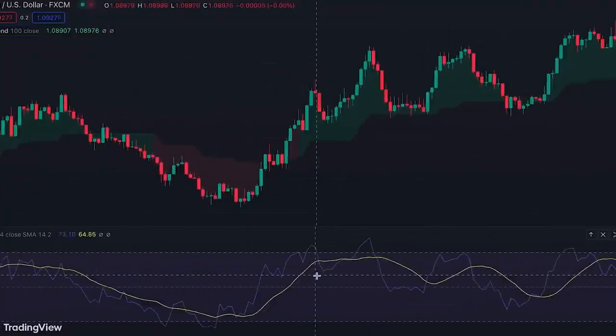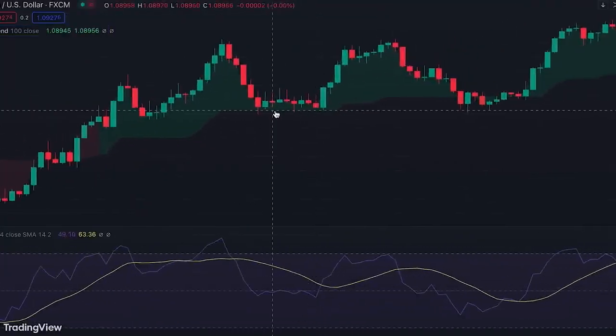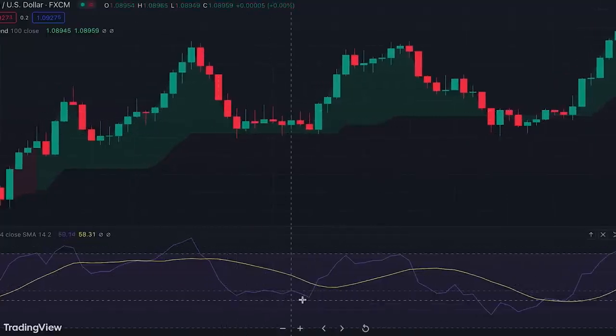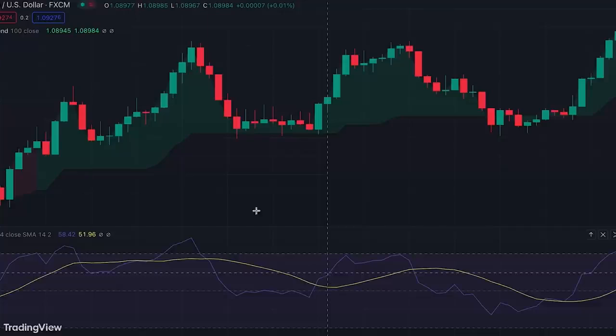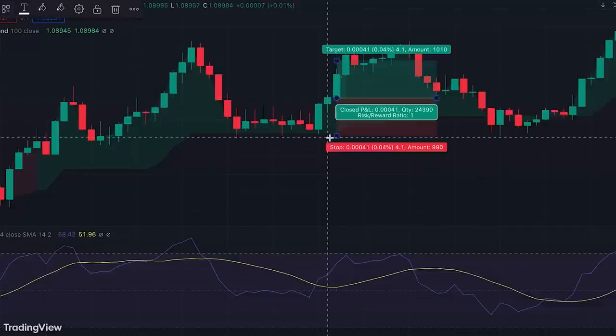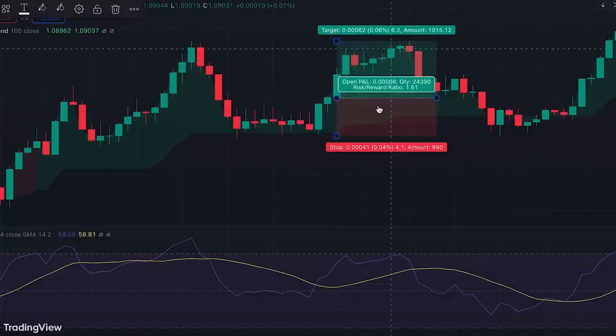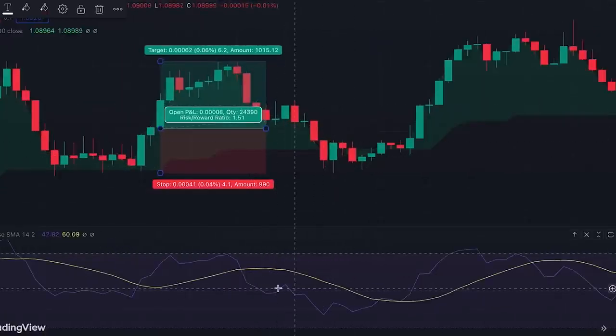Alright, so as I said, while the channel is green, which means we are in an uptrend, and RSI goes below 50 and again goes above 50 and reaches the 60 level, we can enter a trade. So we enter a long position here at this point when RSI is already above 60. The stop loss for this trade is placed below the previous swing low and the profit at 1.5 risk to reward ratio. After this trade, again RSI goes below 50 and here it comes back above 50 and reaches the 60 level at this point.